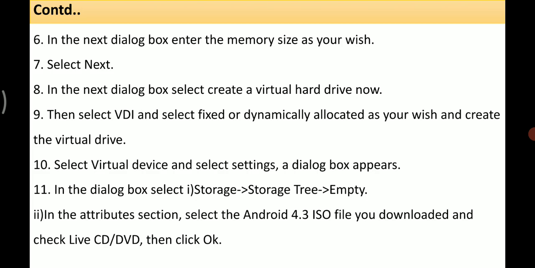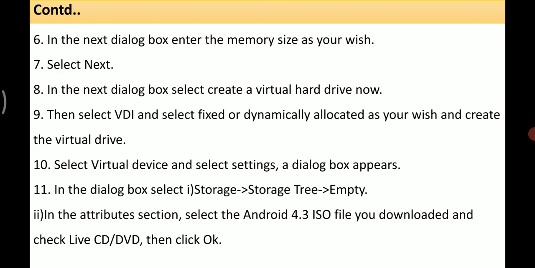In the next dialog box, you will select create a virtual hard drive now. Then we select VDI, and select fixed or dynamically allocated as you wish, and then we create the virtual drive. So this is how a virtual drive has been created. Here the minimum of 1 GB is actually required for the installation.